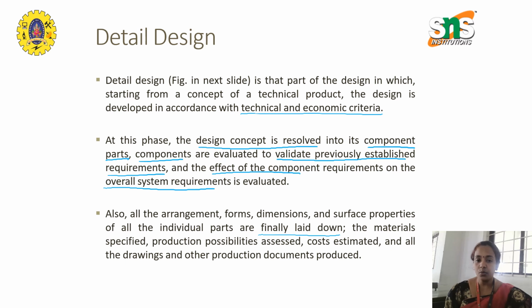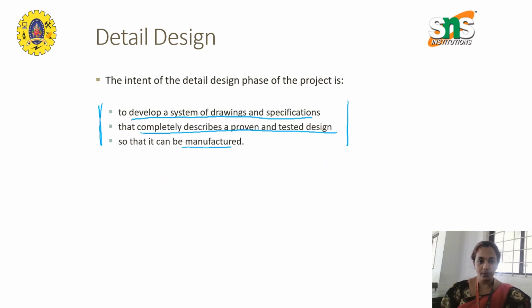Components are evaluated to validate previously established requirements, and the effect of the component requirements on the overall system requirements is evaluated. Also, all the arrangement, forms, dimensions, and surface properties of all the individual parts are finally laid down. The materials are specified, production possibilities assessed, cost estimated, and all the drawings and other production documents are produced.